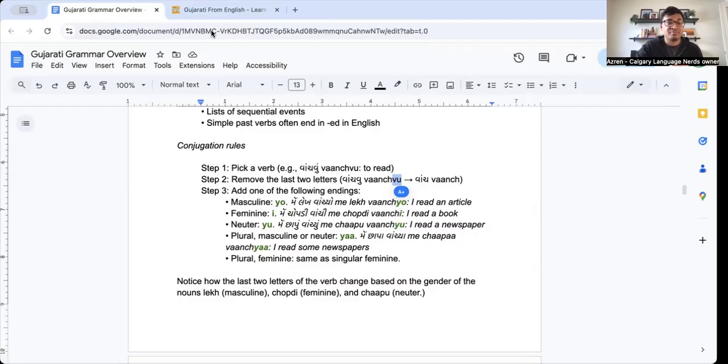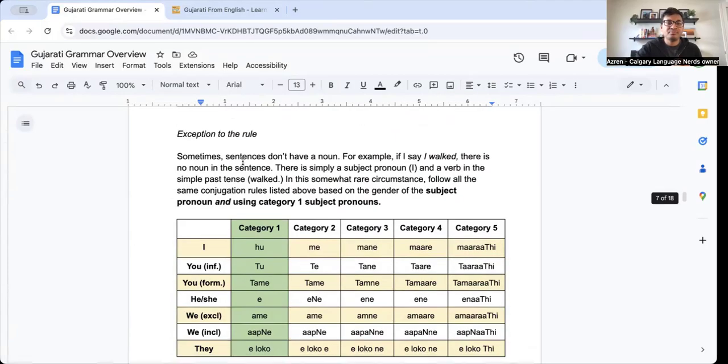The gender of the nouns, right? They change. We have one notable exception to the rule. Sometimes sentences don't have a noun. So if I said I walked, notice there's no noun in the sentence. There's no object. There's just I, and then there's walked. That's all there is. There's no ball, nothing. In this somewhat rare circumstance, we follow all the same conjugation rules listed above, exactly the same. Nothing changes.